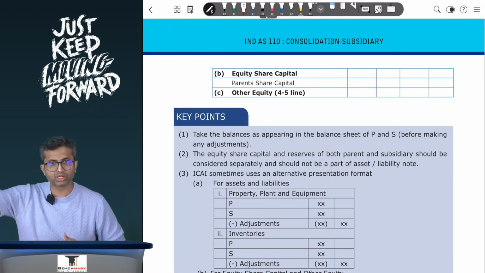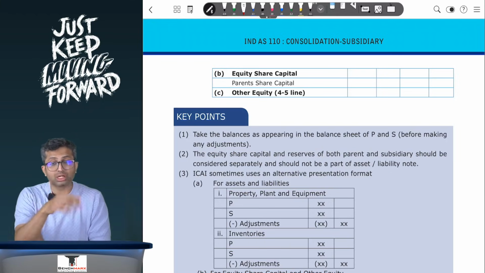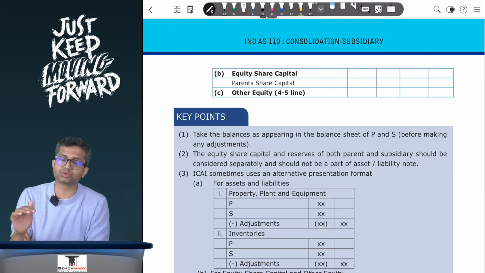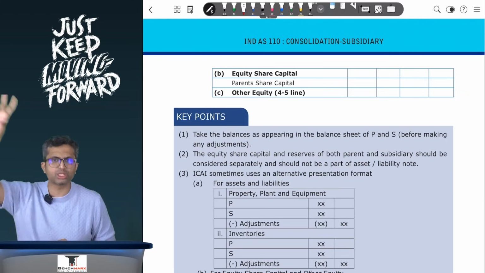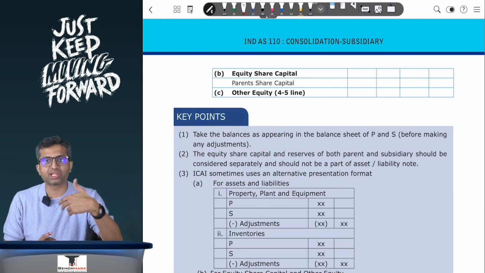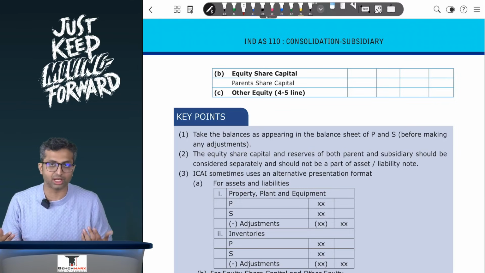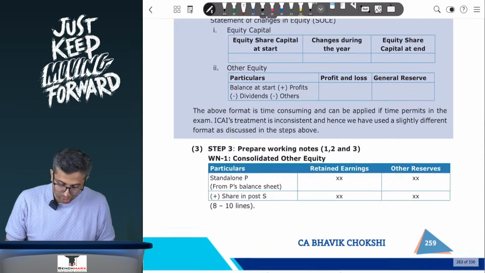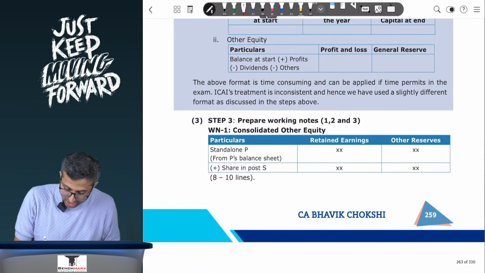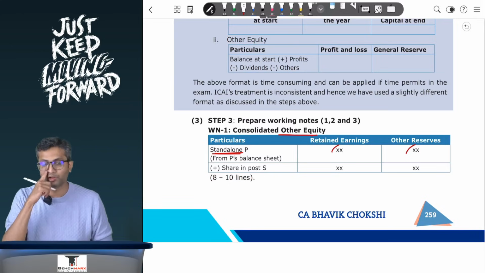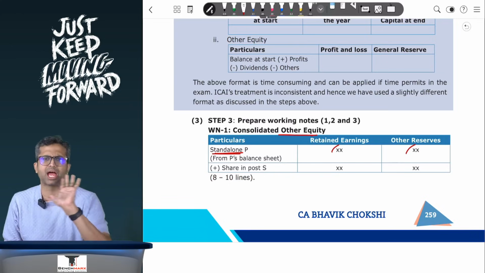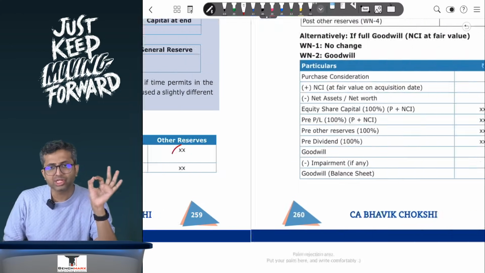Working note 1, let's say consolidated reserves. Consolidated reserves, you will start with the standalone reserves of the parent. Remember, the parent's reserves will continue to appear in the final balance sheet. It is the subsidiary's reserves that need to be studied and analyzed. So over here, you will start with the consolidated other equity, working note 1, where we will start with the standalone reserves of the parent. You will write down the reserves as it is, leave around 8 to 10 lines.